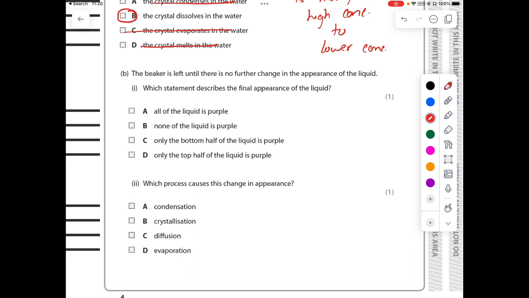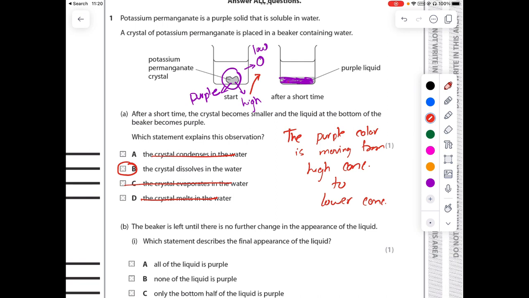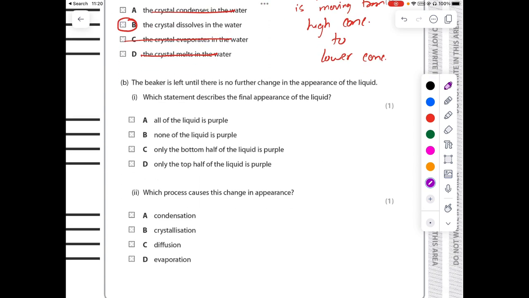Which statement describes the final appearance? So everything will be changed into the total purple. This again over here we can see that this is higher concentration, then this is lower concentration. So purple color will be again going from higher concentration to lower concentration. So at the end what will happen? The entire liquid is going to become purple color. So what will be the option? The first option, all the liquid is purple.